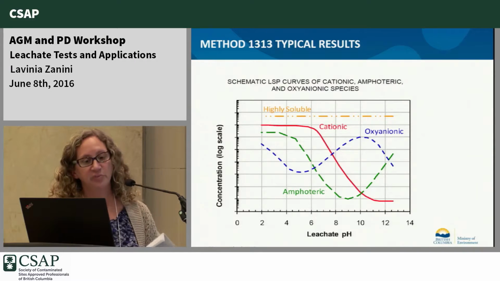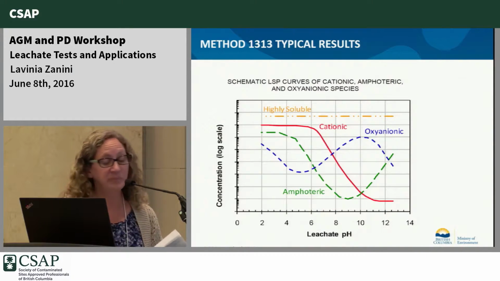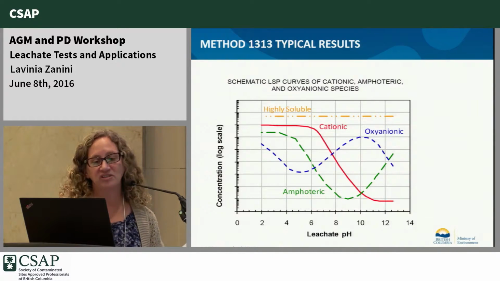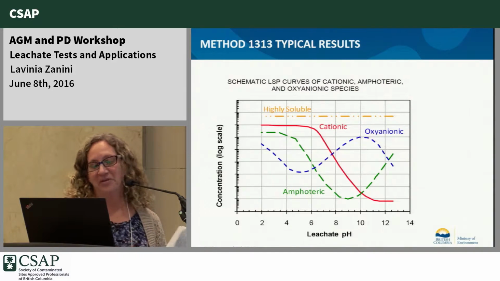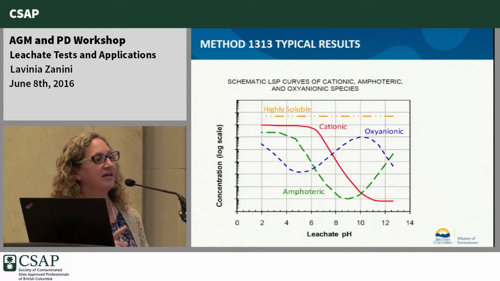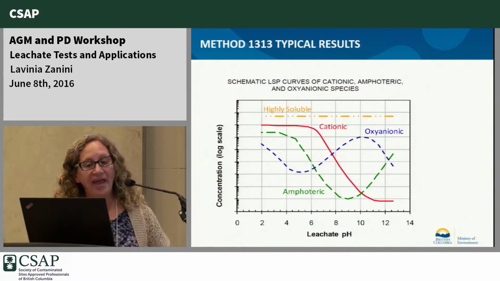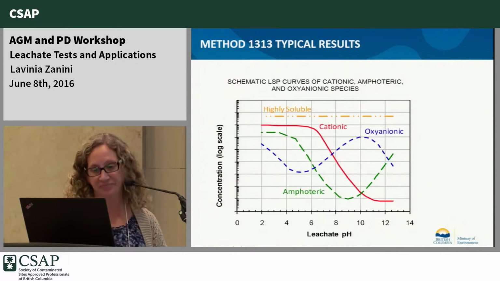You can see highly soluble materials, they're not dependent on pH. Cationic species are higher at lower pHs, and amphoteric species, which I had to look up what that meant. I'm not even going to explain what that means, but it's like lead oxide and copper oxides. You can see that at low and high pH, they're dissolved into the solution.